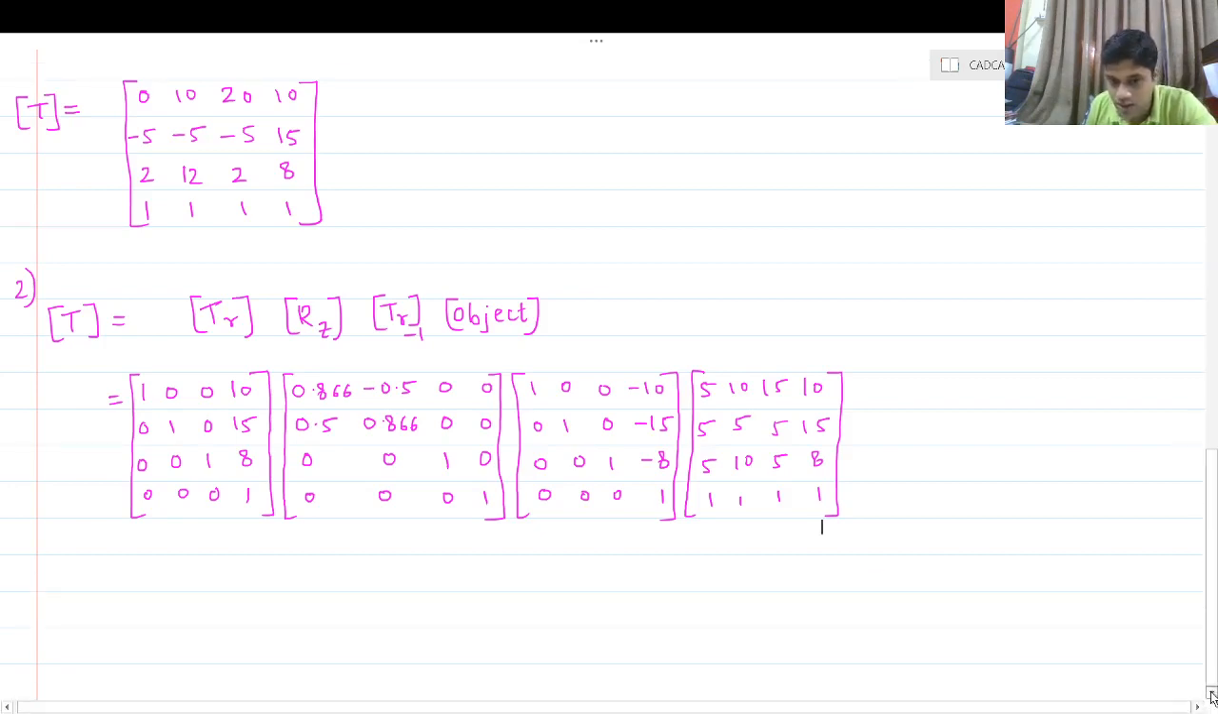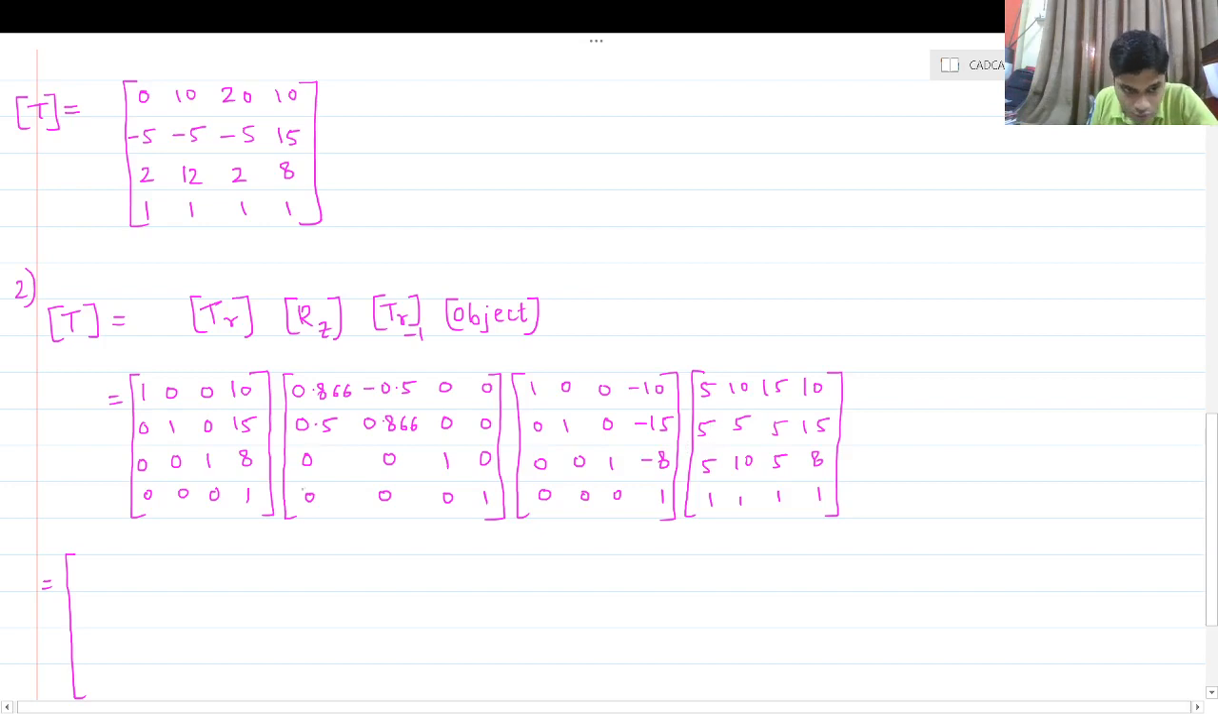You can decide the sequence in which you multiply two matrices. The only thing you cannot do is change the order. So you can multiply these two, then multiply these two, and then multiply the remaining answers.